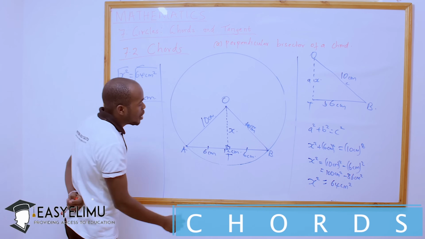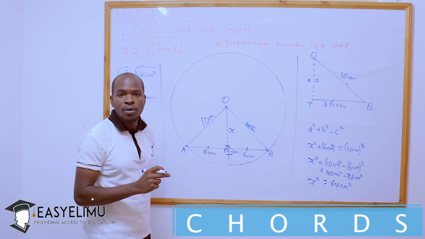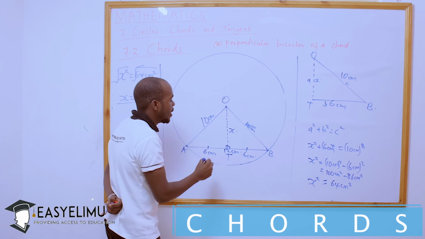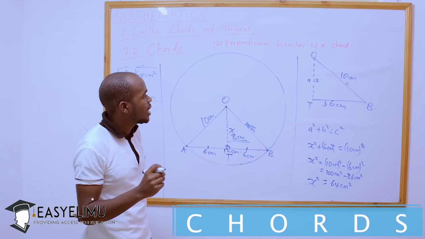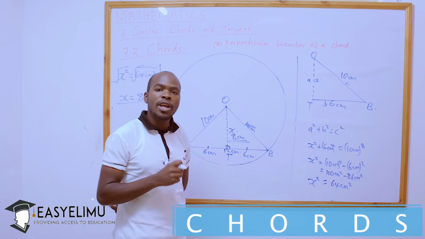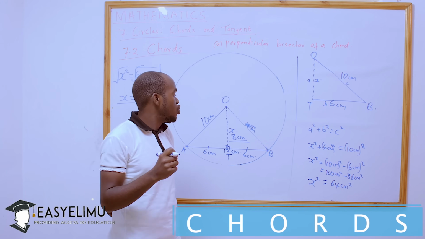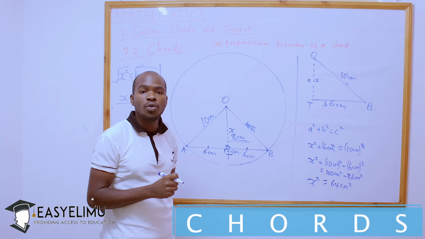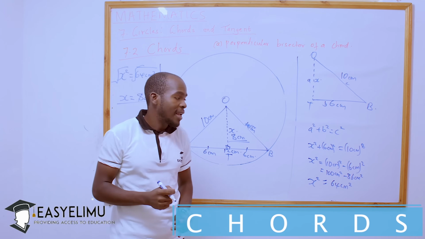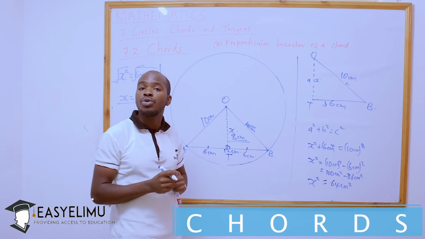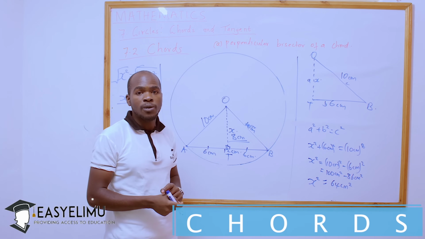So the distance from the center of the circle to that chord is 8 centimeters. That is how we use the relationship between the perpendicular bisector of a chord and the chord itself in a circle. You can solve other problems which entail the perpendicular bisector of a chord, as I have shown you, using the relationship which we have learned, and you will find the solutions to those problems.